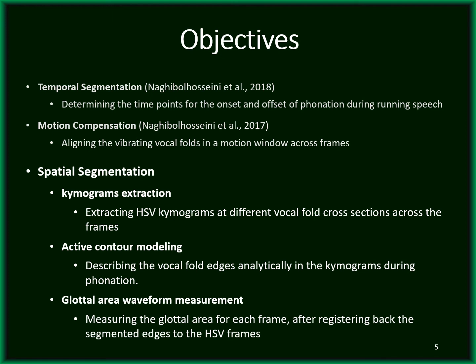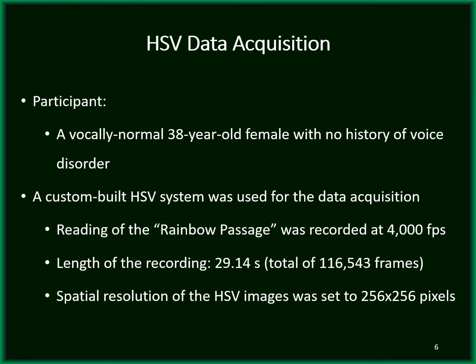each vocalization. In this study, we use HSV data from a female participant with no history of voice disorder, and a custom-built HSV system was used for data acquisition. The participant was recorded during the production of the Rainbow Passage with 4,000 frames per second and a recording length of around 29 seconds.